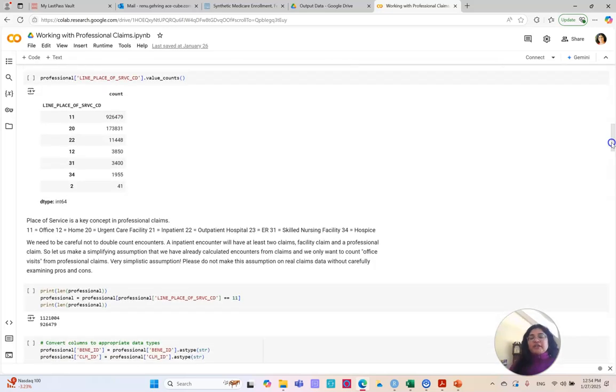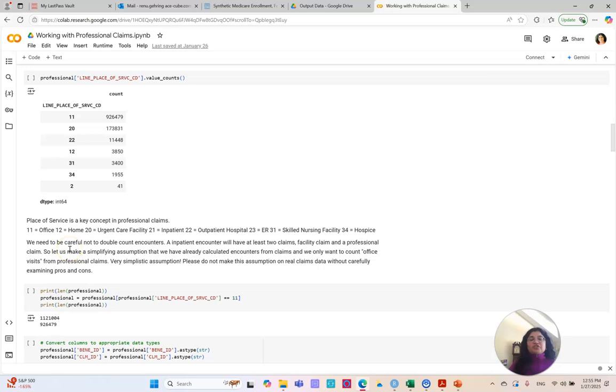Next, moving on, as I mentioned, the place of service is very important. And so here I am tabulating the frequency of the place of service code. And you can see 11 is the most common, that is the office. 20 is another common one, and that is the urgent care facility. Now, this is very, very important.